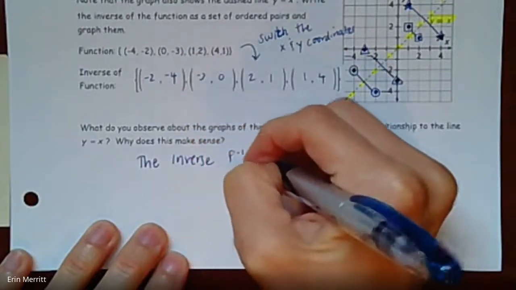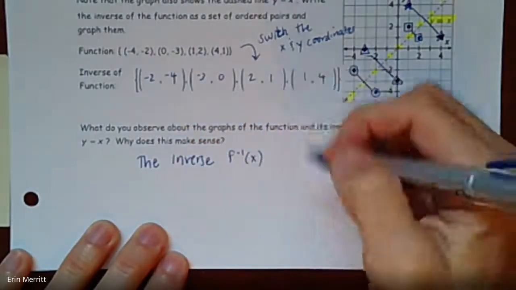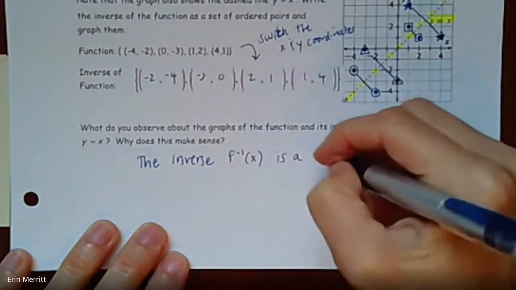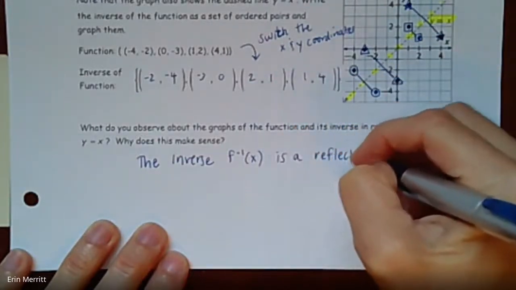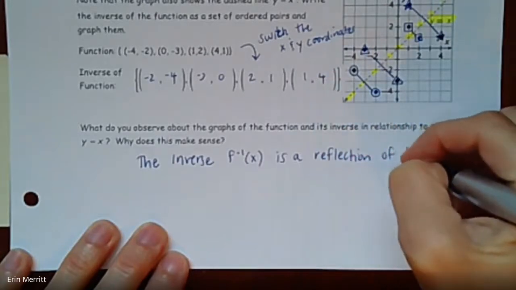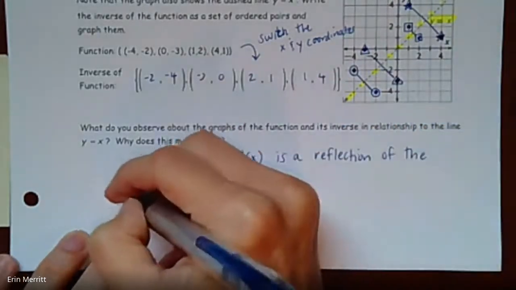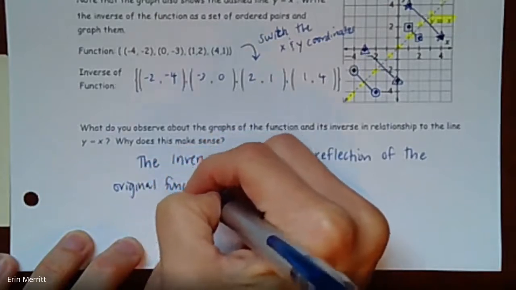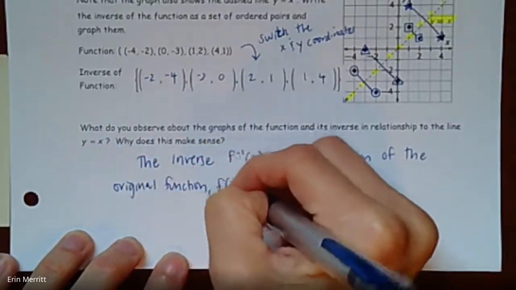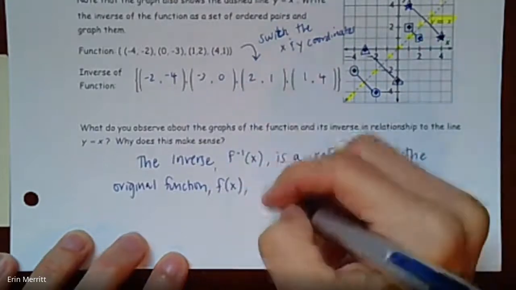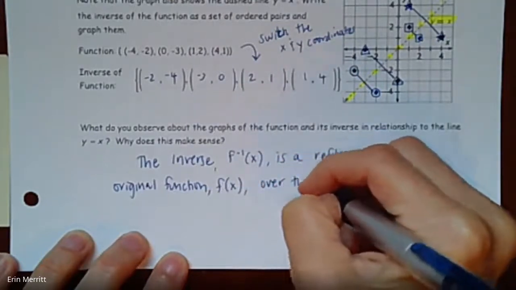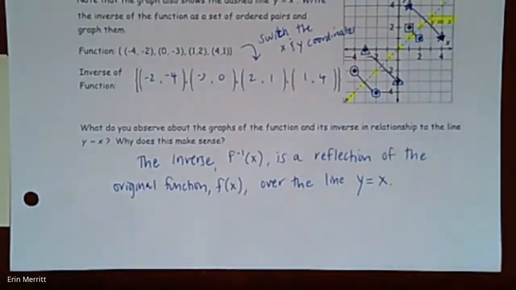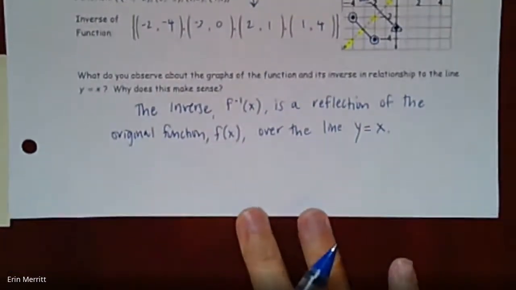which is this guy, f inverse, is a reflection of the original function, which is f of x, over the line y equals x.